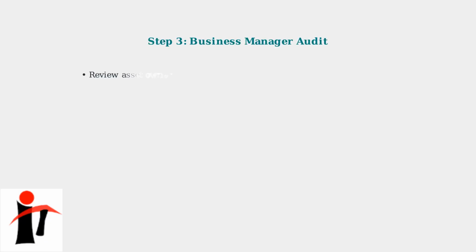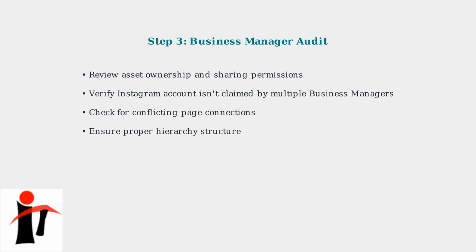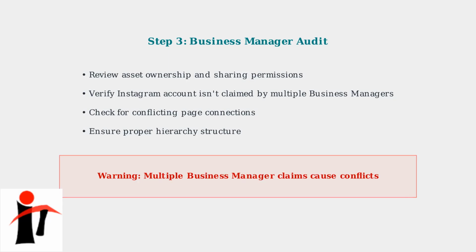For persistent issues, conduct a thorough business manager audit. This involves checking asset ownership, permissions, and ensuring no conflicting claims exist. Pay special attention to multiple business manager claims. If your Instagram account is claimed by different business managers, this creates conflicts that prevent proper tagging functionality.